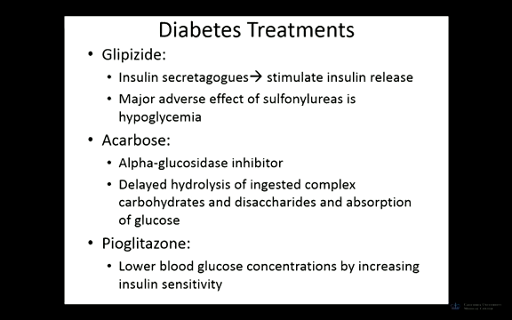And acarbose is an alpha-glucosidase inhibitor, and it causes delayed hydrolysis of ingested complex carbohydrates and disaccharides and absorption of glucose. It's pretty potent at lowering your A1C, but because of its mechanism of action, it causes a lot of flatulence, and for obvious reasons, people don't like to use it. And then there's pioglitazone, which lowers your blood glucose concentration by increasing insulin sensitivity. But the most important ones to know are metformin and how it works, and the incretins. And then for type 1 diabetes, you should know about which insulins we use.